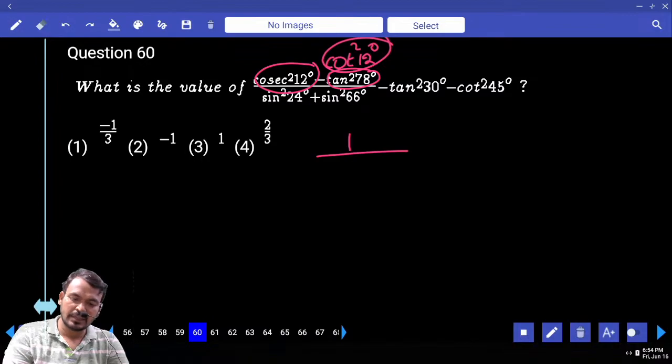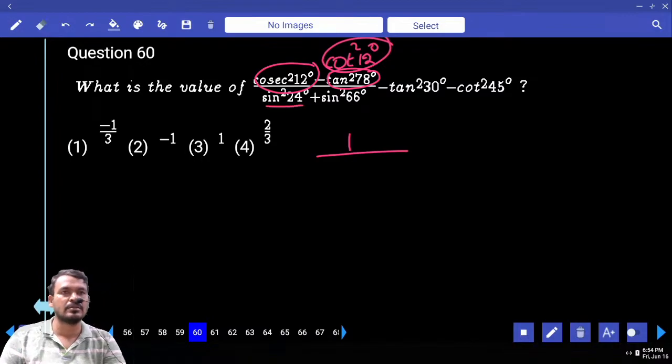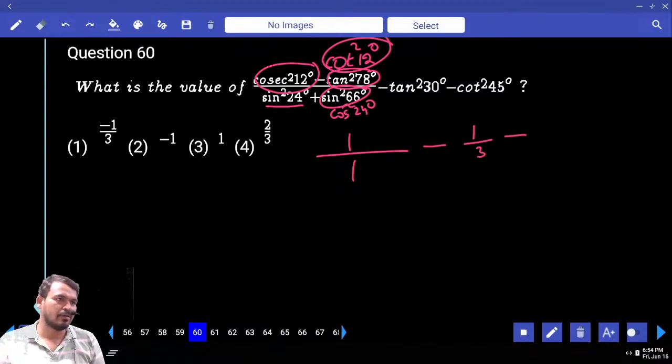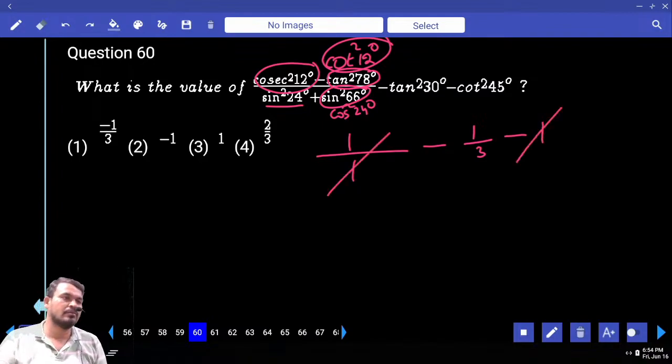And denominator sin square 24 plus sin square 66. In place of sin square 66, we write cos square 24. Sin square 24 plus cos square 24 is 1. Denominator also 1. Minus tan 30, which is 1 by root 3, so tan square 30 is nothing but 1 by 3. Cot 45 is 1. Plus 1 minus 1 cancel. What is the remaining? Minus 1 by 3.